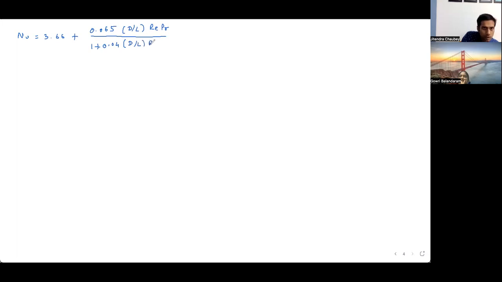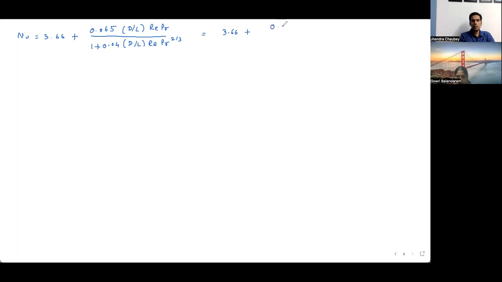That is a good question. Re Pr raised to 2 by 3. D by L is the ratio of diameter to length, right? Yeah, diameter to length. So let us substitute. We have everything.